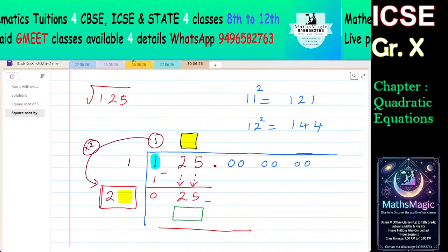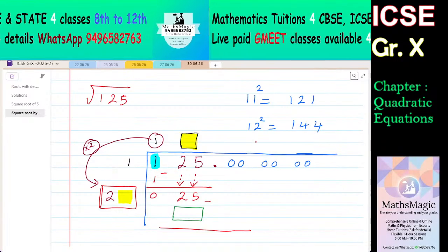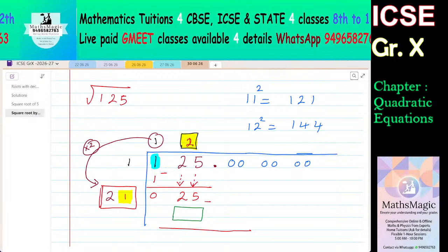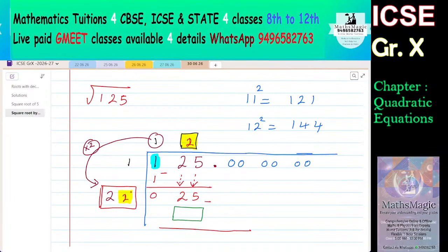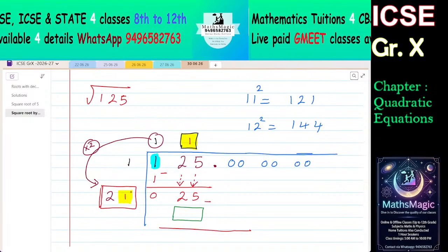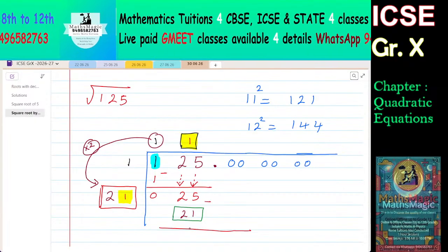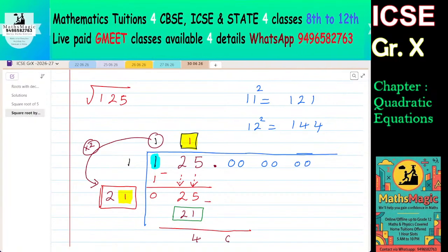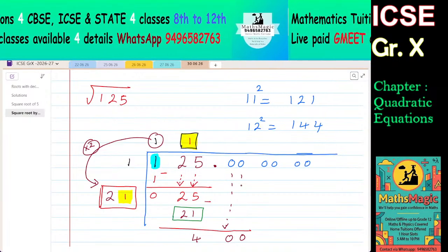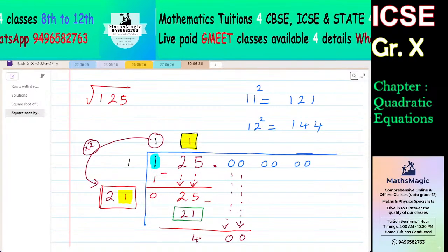So if we try 1, I have to put 1 here and 1 here. If you try 2, 2 here, 2 here, and so on. So what will be your best guess? It will be 1 itself. So we will write 21 here, then the balance 4, and the zeros we bring down. Okay, is that clear?